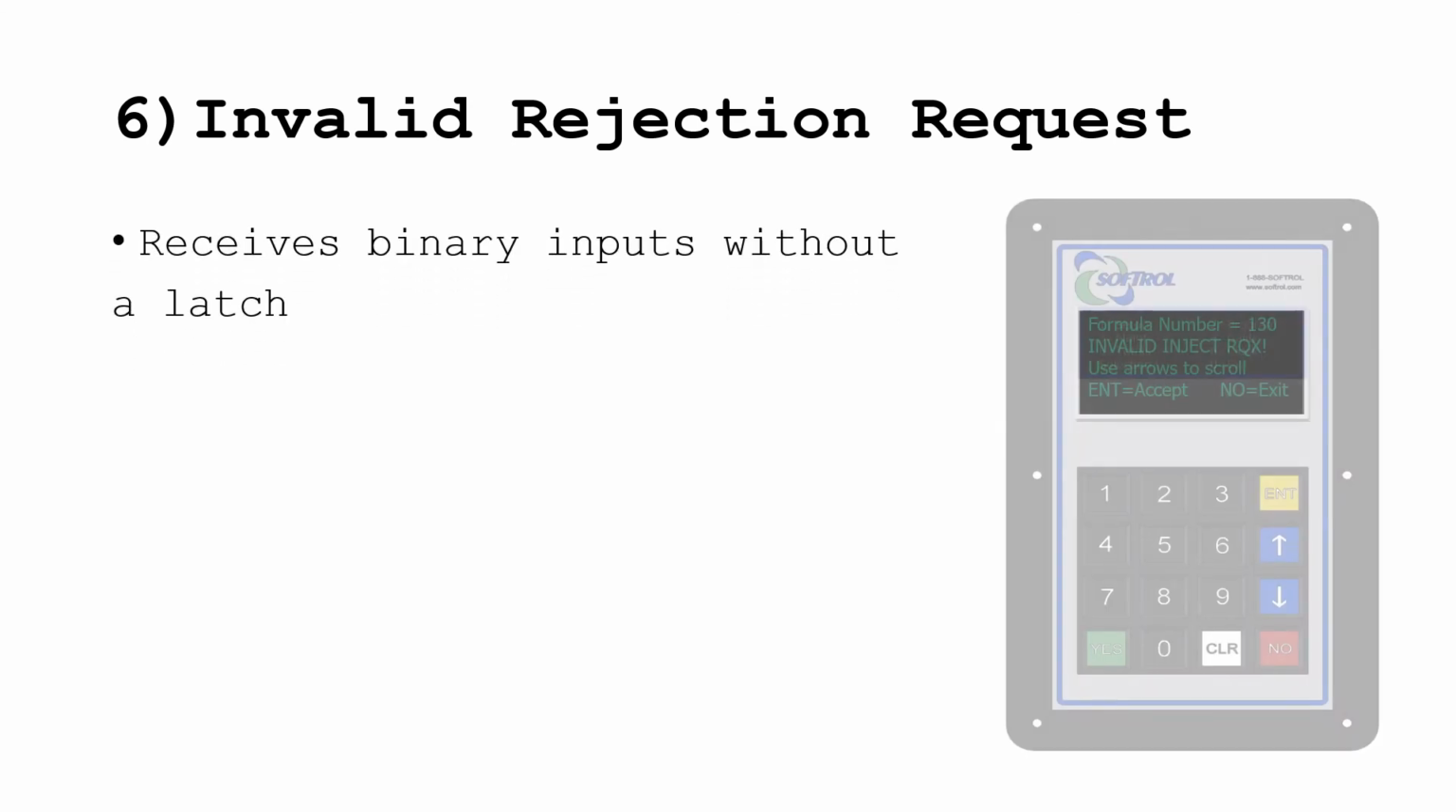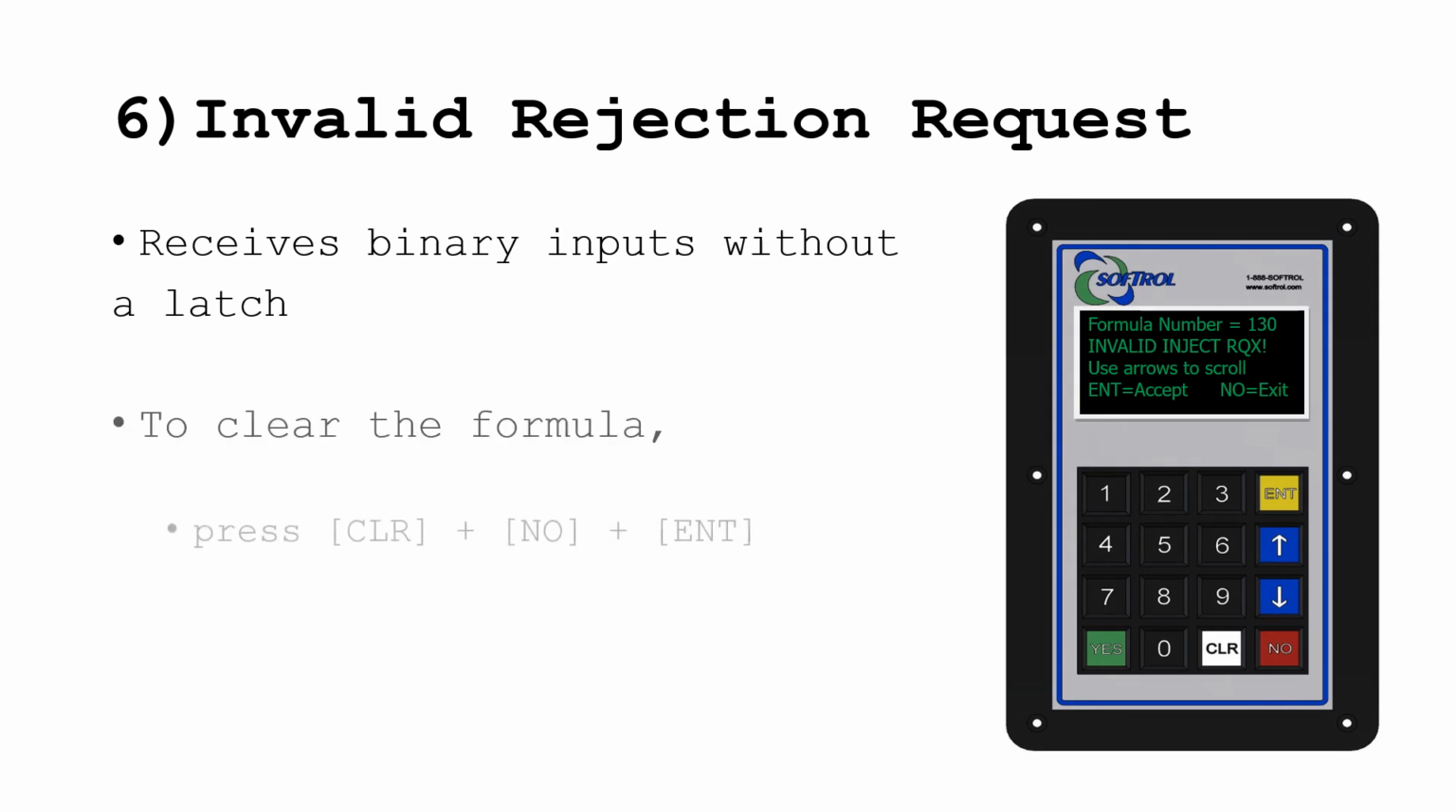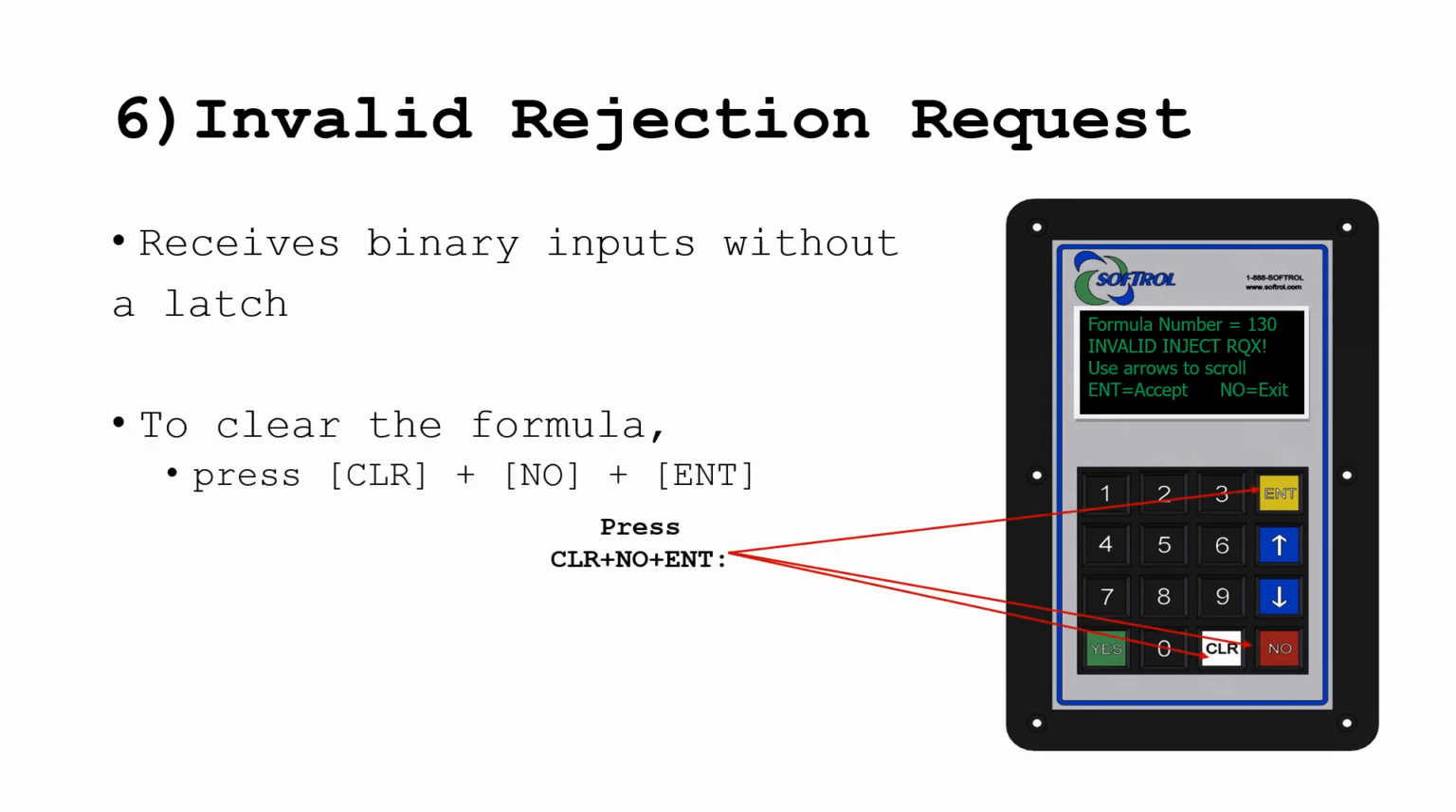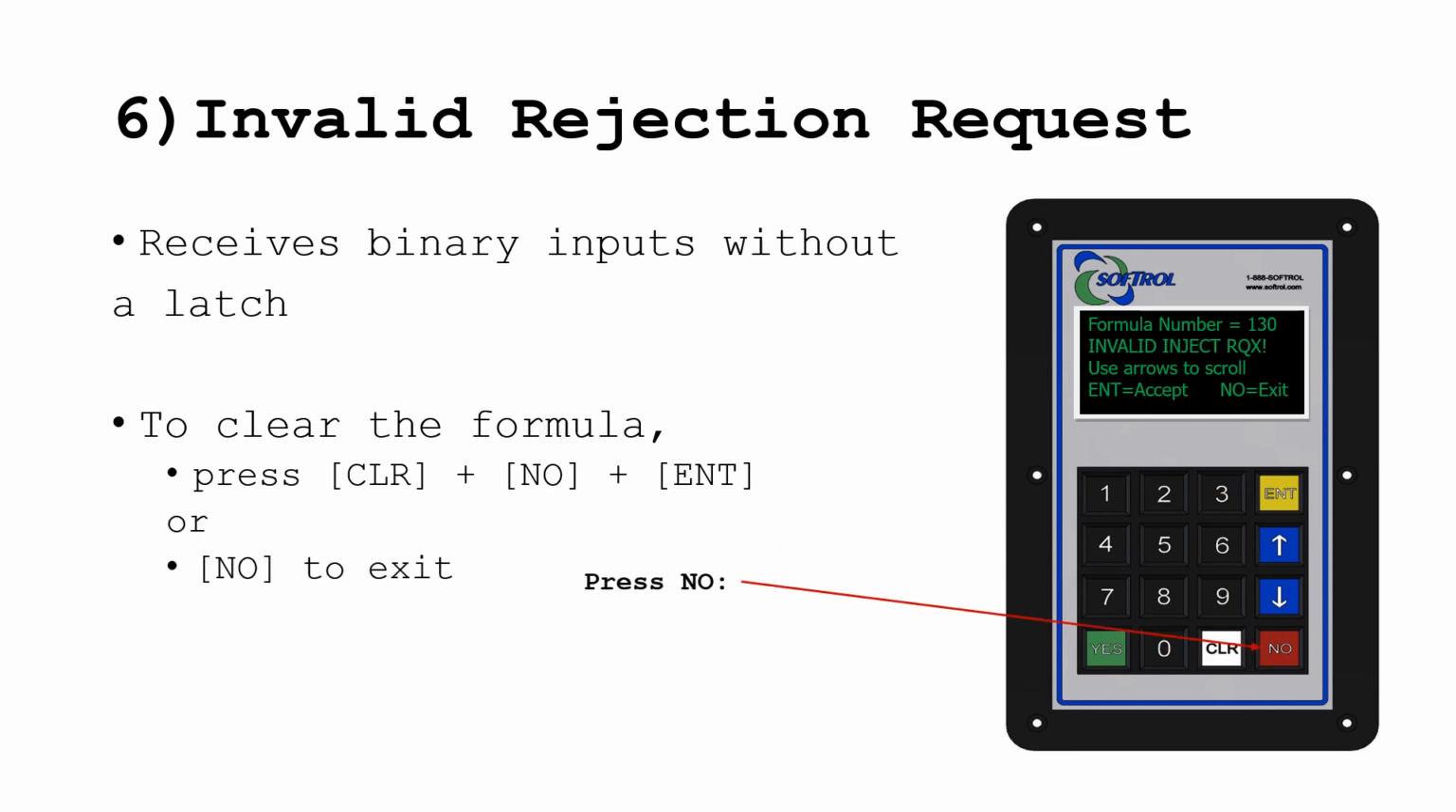6. Invalid injection request. When the interface, in the waiting for formula state, receives binary inputs without the latch, the machine will show this error. Press CLR, No, and ENT simultaneously, or No, to exit.